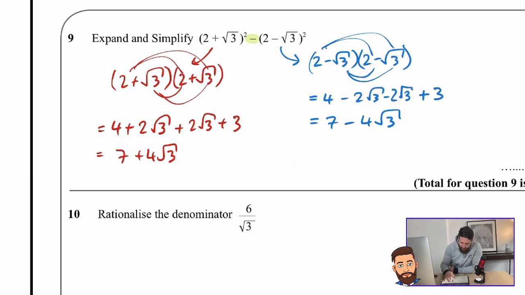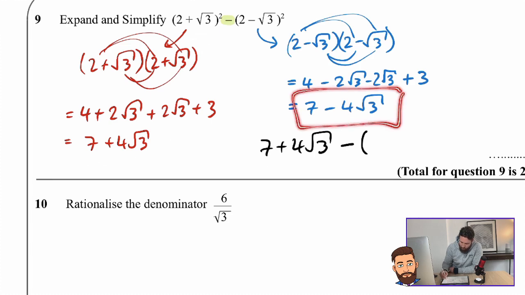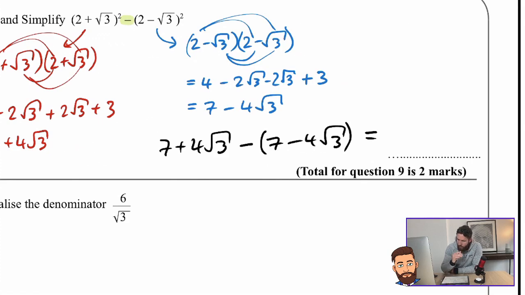What is this telling us? It's telling us, to finish this answer off, we've got the first bracket, which we said was 7 plus 4 root 3, minus the second bracket. So minus, and again, if you're minusing more than one thing, put it in a bracket. We're minusing this, which has more than one term. So I'm going to put it in a bracket. So it's minus 7 minus 4 root 3.